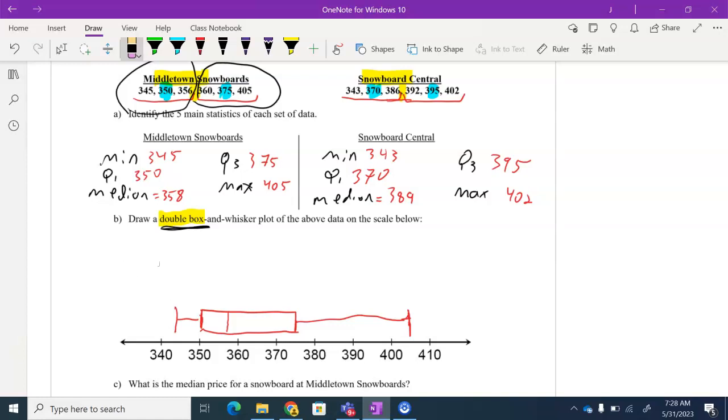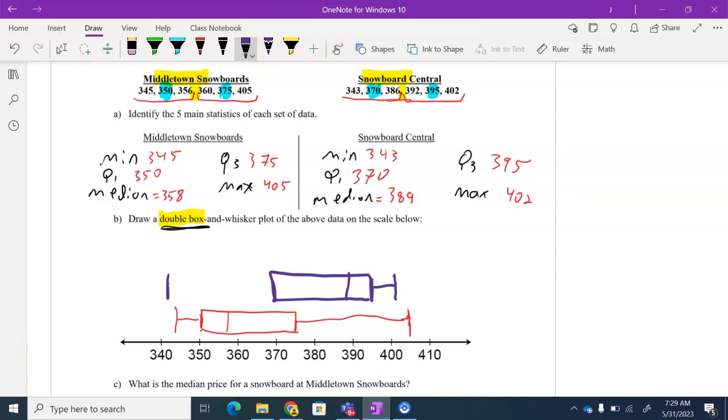Let's go ahead and do the snowboard. Let's graph that one on top. So the median there is, sorry, Q1 is 370. So here's Q1. Q3 is 395, which is right here. So we'll just connect that. That's 50% of our data is there. Median is 389, which is basically right about here. Max is 402, which is right here. And minimum is 343, which is pretty close to the other one, right about here.